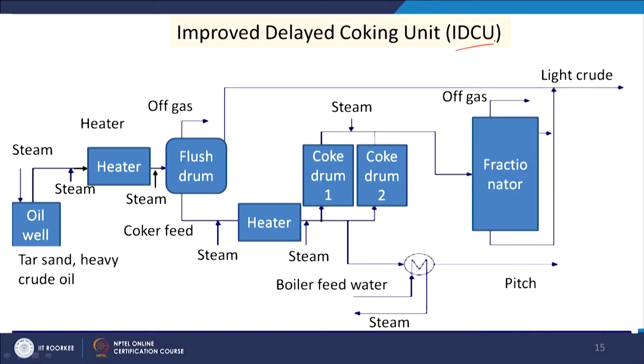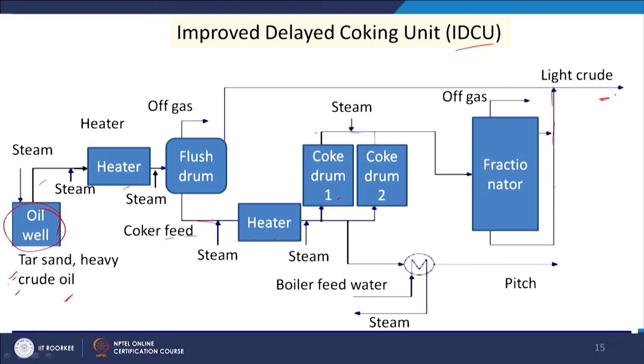Now, we will see the flow sheet for the IDCU process. Here we have the oil head, so here we are getting the oil. Then we add steam and heat, then the flash drum. The flash drum will give us some light crude, and then it goes to the heater and then to the coke drum. The coke drum is kept for some time, and then vapors from it are fractionated and again we get light crude and off gas. So, our heavy oil, heavy crude, tar sand goes in here, and here we are getting light crude.